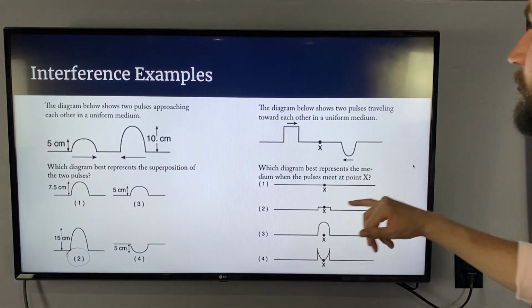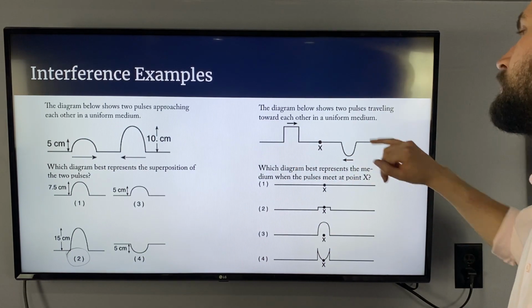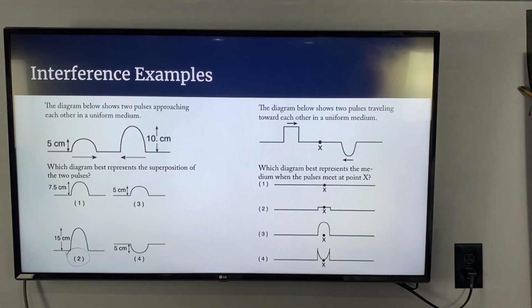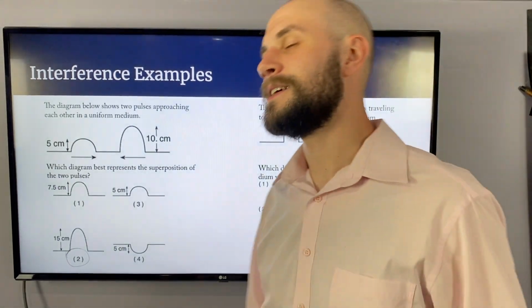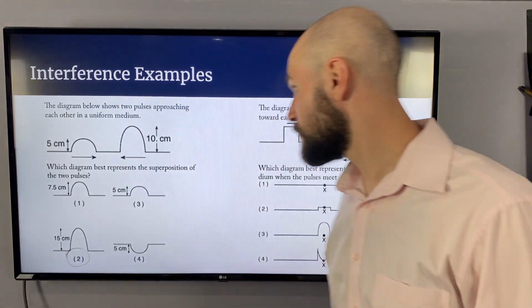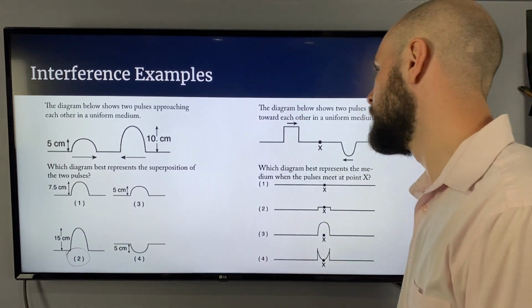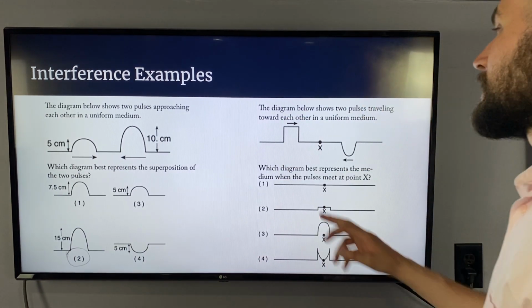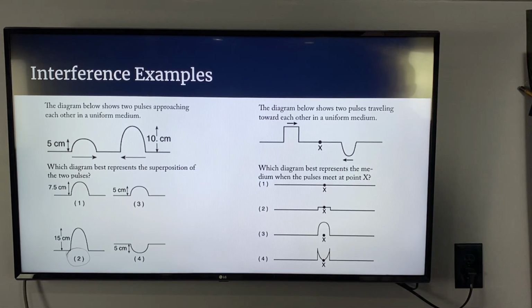Now this one's interesting. We have a square wave heading in, and then we have a rounded wave moving in. It's actually possible to have square waves. Square waves are apparent in things like binary transmission of information, where you could have things on or off. Here would be on, here would be off. So we have a square wave moving in and a rounded wave moving in. What happens when the two pulses meet at point X?